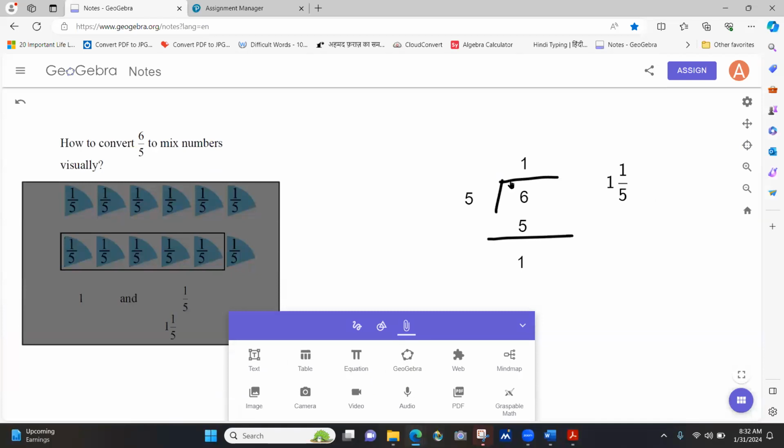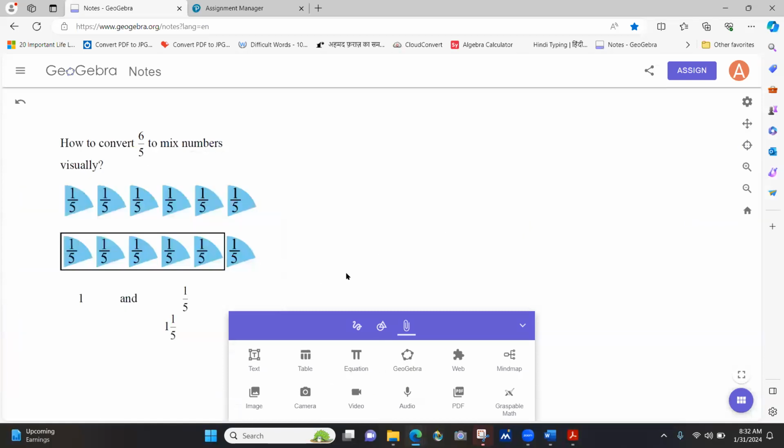to explain it visually, okay? So why? Because again, we want to know how to do things in multiple ways. Some kids will like it mathematically. Some kids will like it when you do it visually. They'll understand things better.